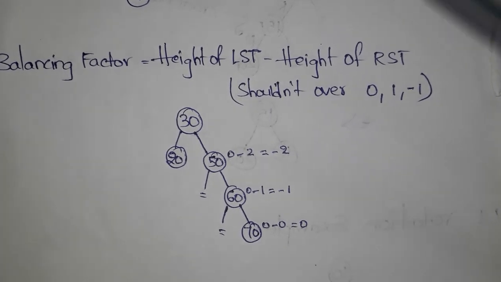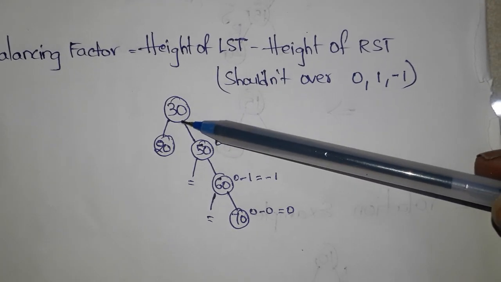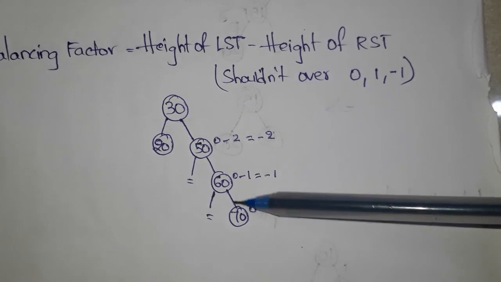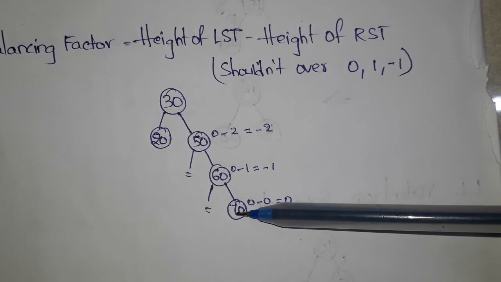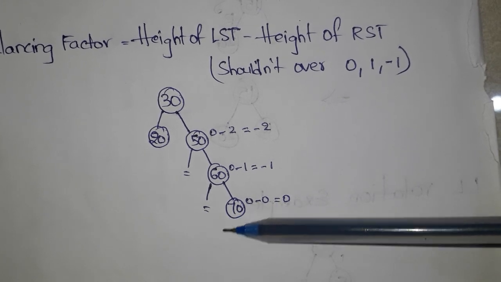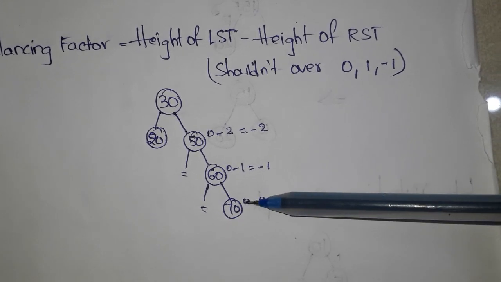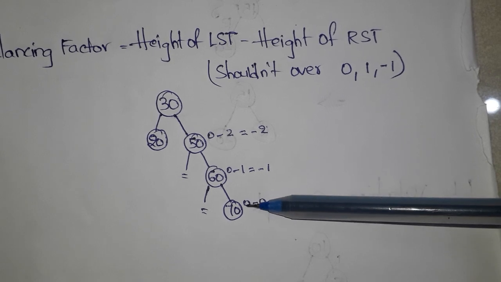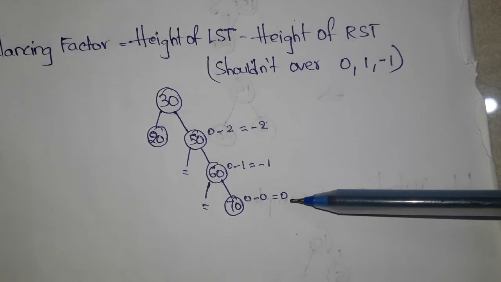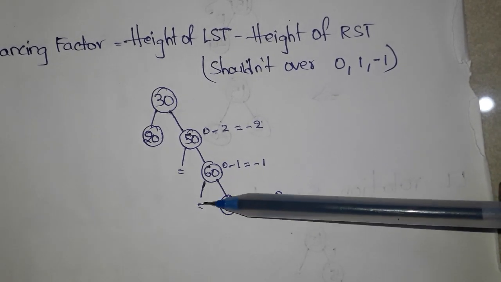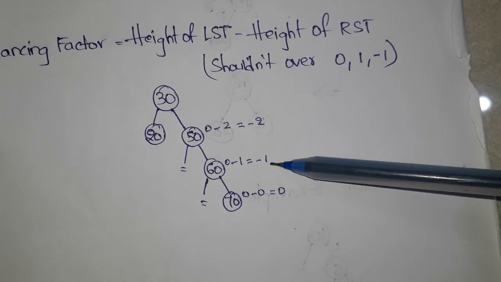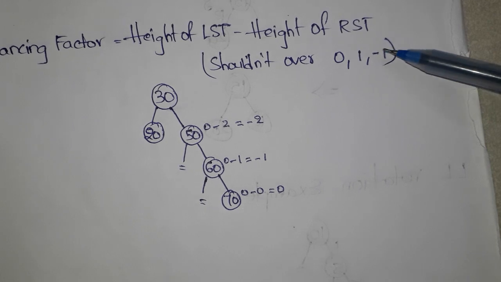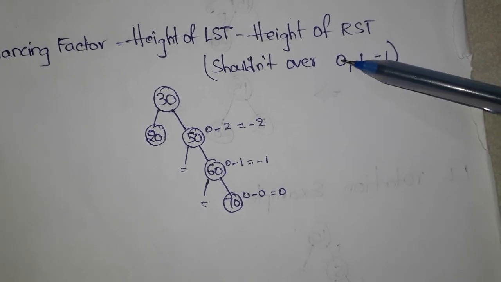Let's take an example to see these rotations. Here we have 30 and these elements. For 70 we do not have a right or left subtree, that's why it is 0 minus 0, 0. Height of the left subtree minus height of the right subtree is equal to 0. Height of the left subtree 0, height of the right subtree is 1. So that's why 0 minus 1 is minus 1. Okay, minus 1 is okay, 0 is okay.